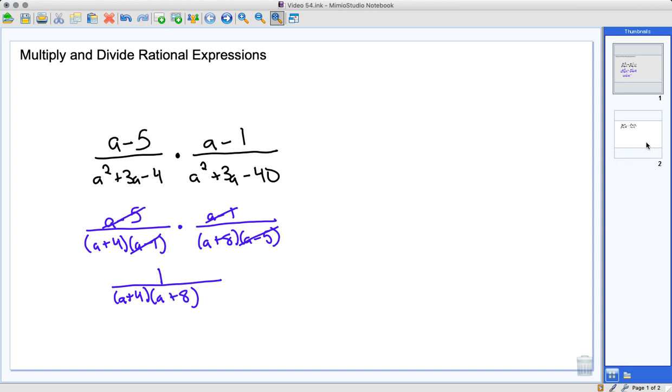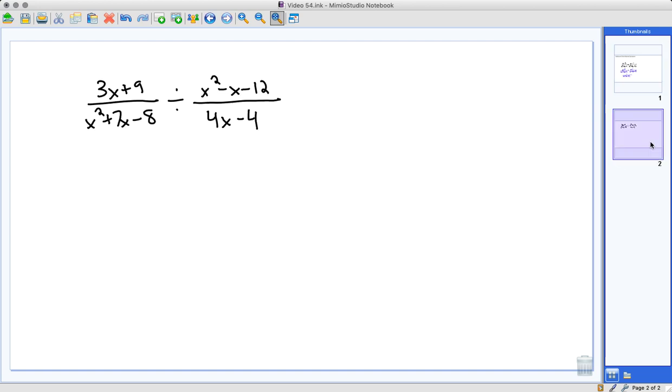The only difference with dividing is we have to turn it into a multiplication sign. So when we divided fractions way back when, you switched the sign and you flipped the second fraction. That's what we're going to do. While we do that, I am going to factor though.